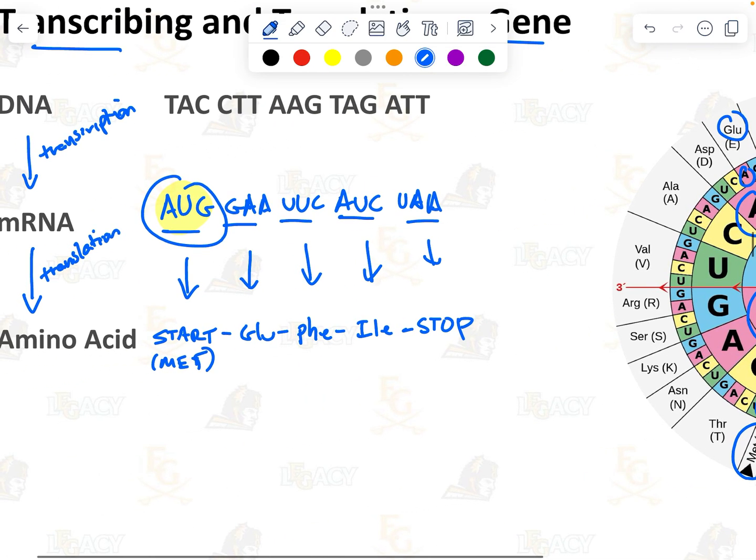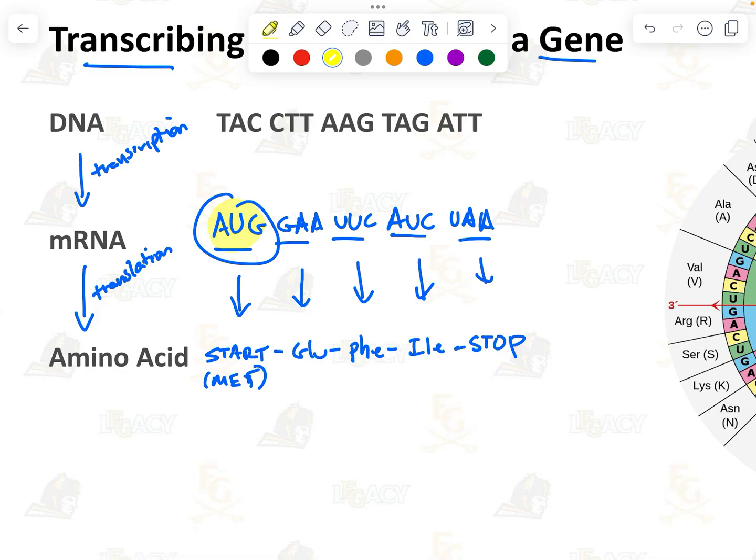And so you'll see this protein starts with a start codon, and then I have 1, 2, 3 amino acids, and then a stop codon. Now this is a 4 amino acid protein. Most proteins are hundreds or thousands of amino acids long.